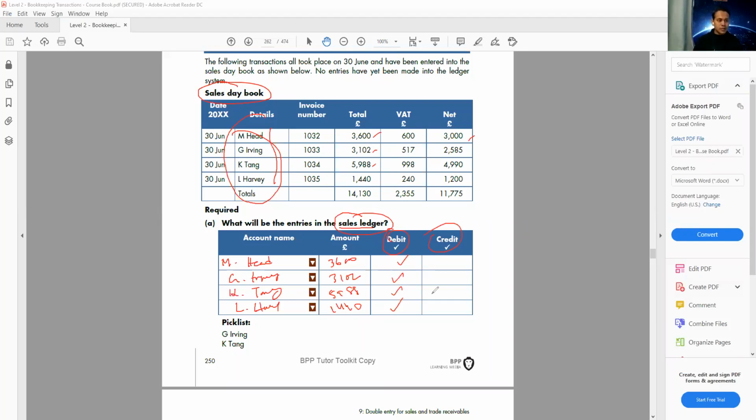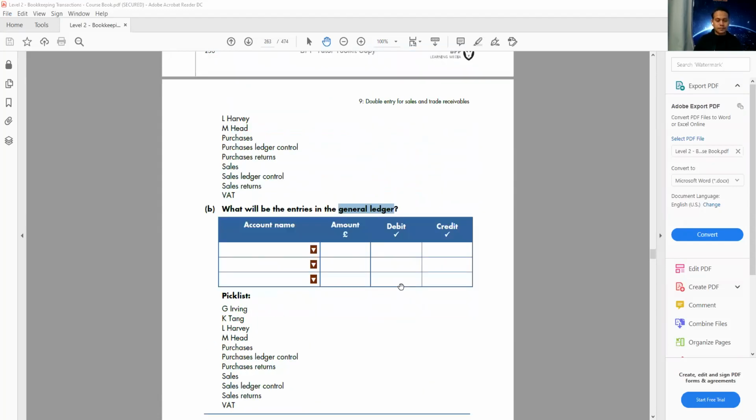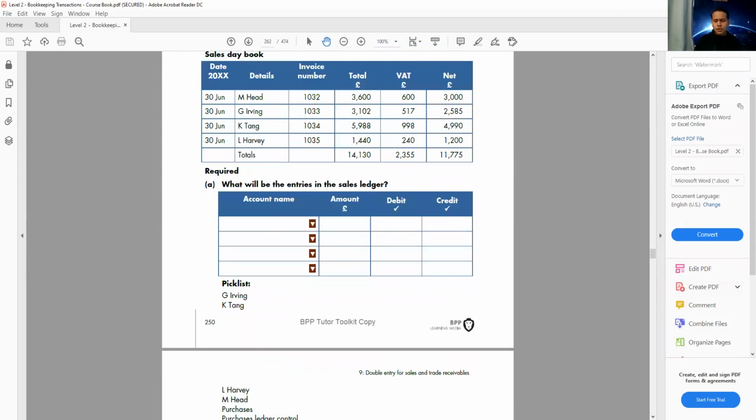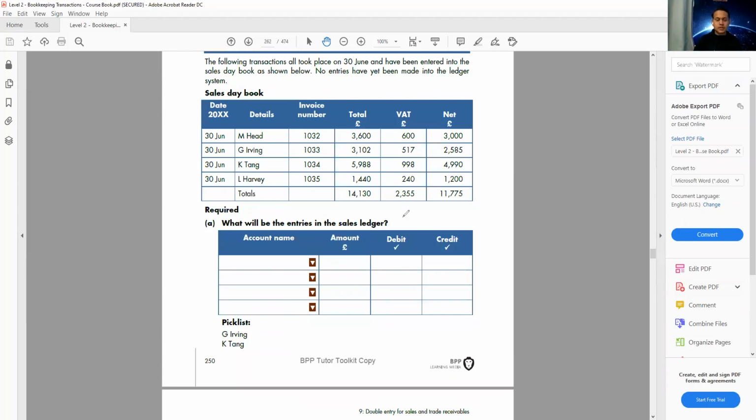And let's move on to the general ledger. So let's move on to the next one, that is the general ledger. Let's write the total amount because we need the total amount. The total here we have 14,130. VAT we have total 2,355, and the net we have 11,775. So we move on.